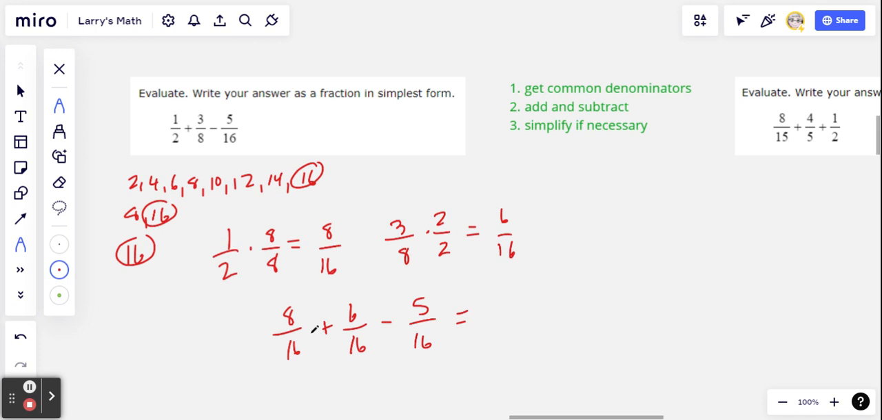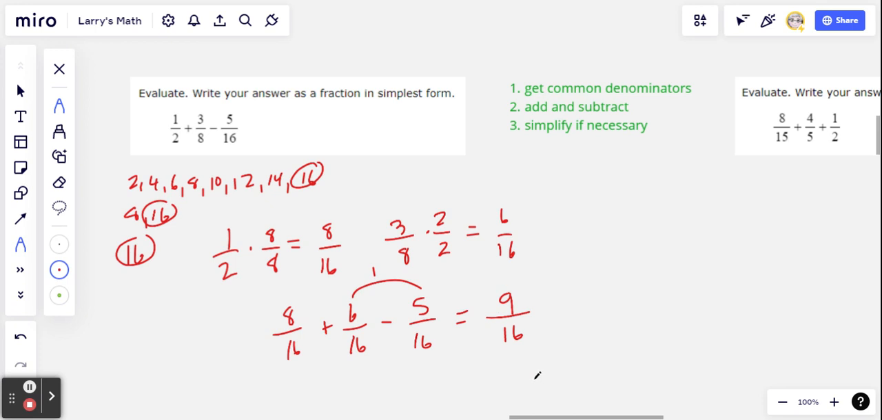So now we can do the addition and the subtraction, and I'm just going to worry about the top and put that answer over that denominator of 16. So 8 plus 6 minus 5. I think I'm going to do the subtraction first. 6 minus 5 is 1. So that's 1. And 8 plus 1 is 9. So that's a little easier. And then the last step here is to simplify if necessary.